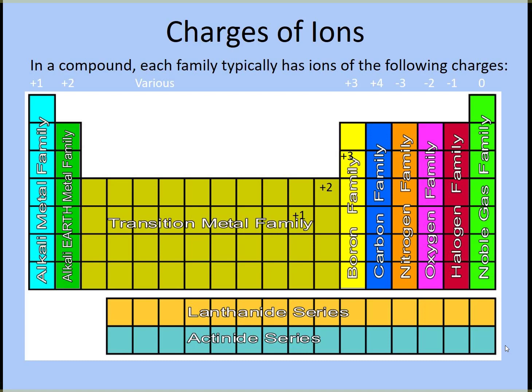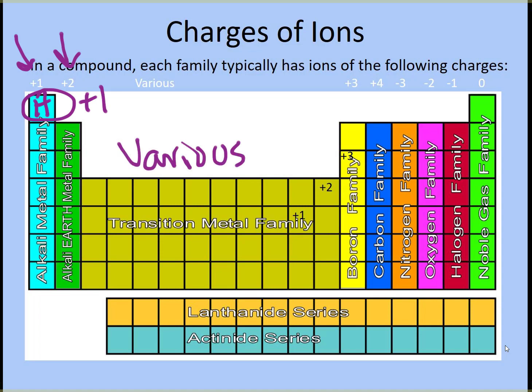Charges of ions. So metals lose electrons and nonmetals gain electrons. When we look at the alkali metal family, they tend to form cations of +1. And your alkaline earth metal family forms cations of +2. Hydrogen's kind of a weirdo. It can be a +1 most likely, but there's some cases where it's a -1. Your transition metal family are various, but I do want you to know that zinc is a +2 and silver is a +1. Looking at the boron family, you should know that aluminum is a +3.